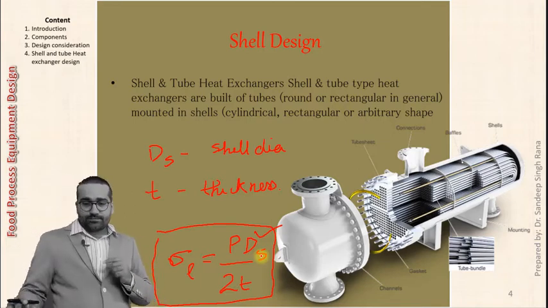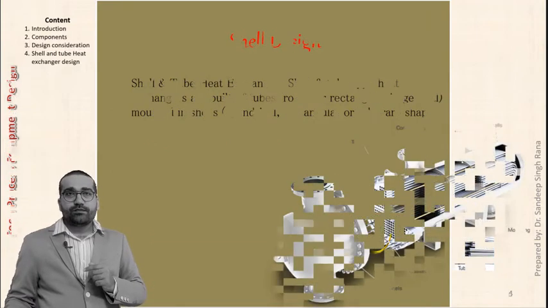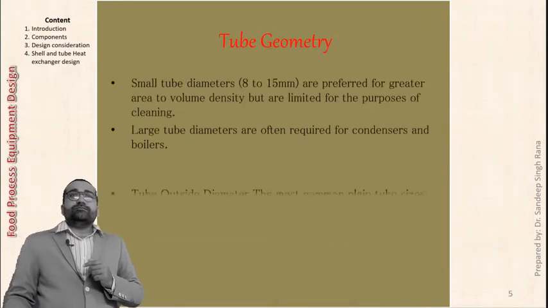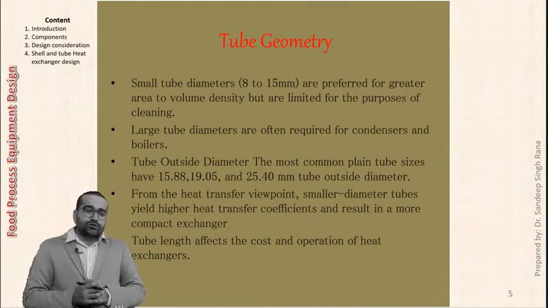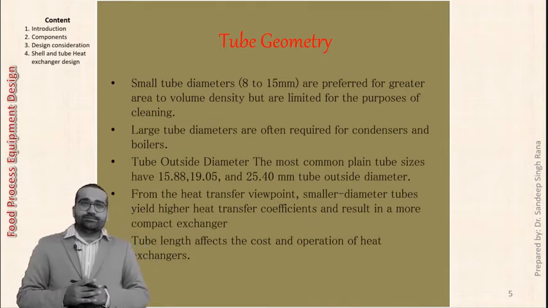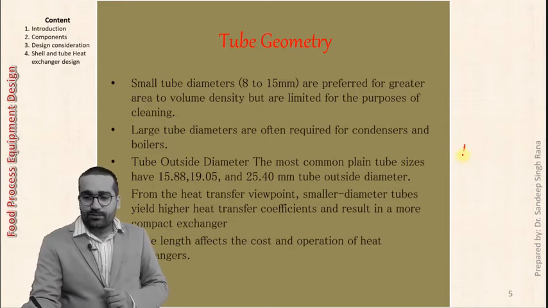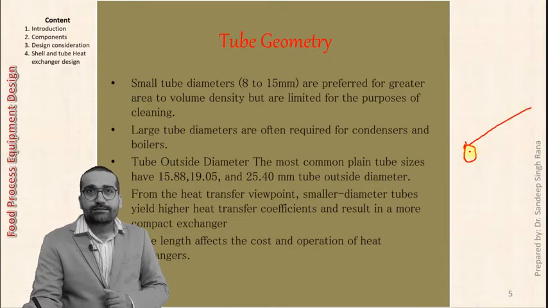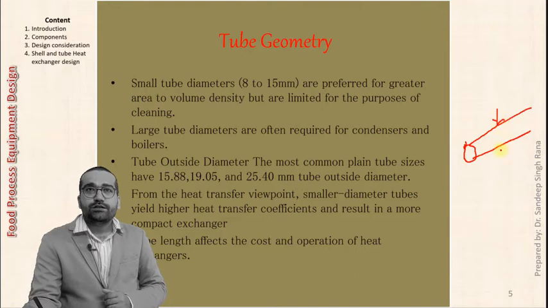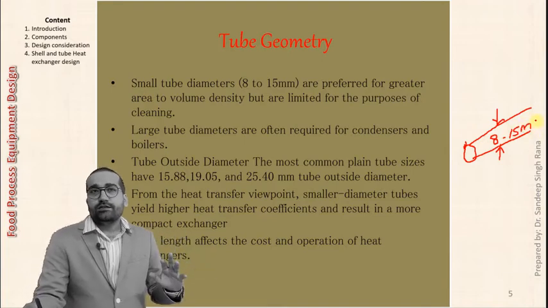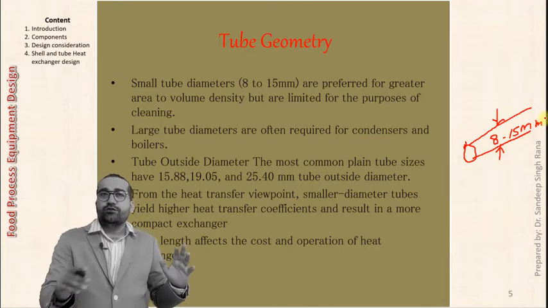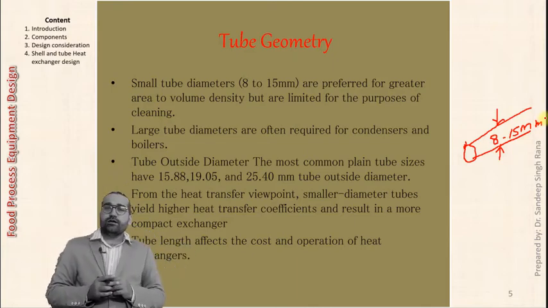So next after shell come tubes. Let me draw a tube. If we consider one tube, it looks like this. The diameter of tube is generally 8 to 15 mm. The tubes are usually very small.